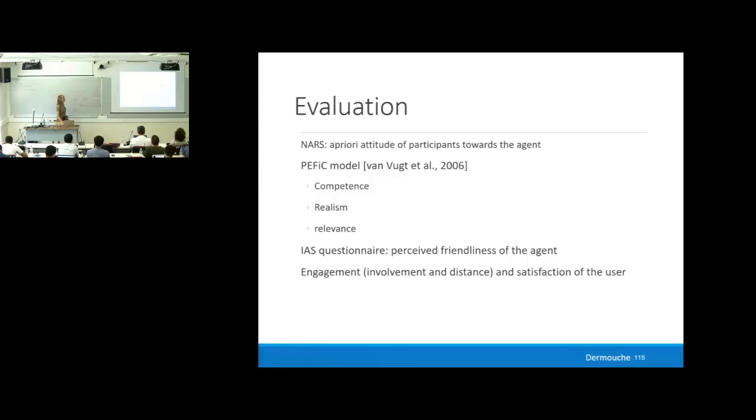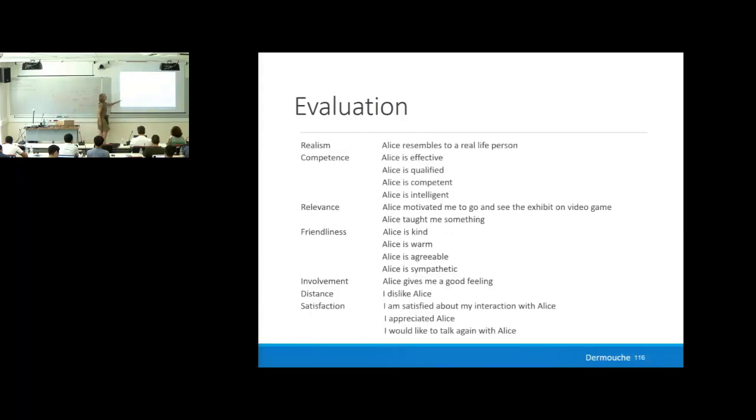Let me show you some of the questions we use to analyze those different variables. For example, for realism: does Alice look like a real-life person? Competence: is she effective, qualified, competent, or intelligent? Relevance: does it motivate me to go and see the exhibits on video games? Did she teach me something? Friendliness: is she kind, warm, agreeable, sympathetic? Involvement: she gave me a good feeling. Distance: I dislike the characters. Satisfaction: I'm satisfied with my interaction with Alice. I appreciate Alice, and I would like to talk again with Alice.